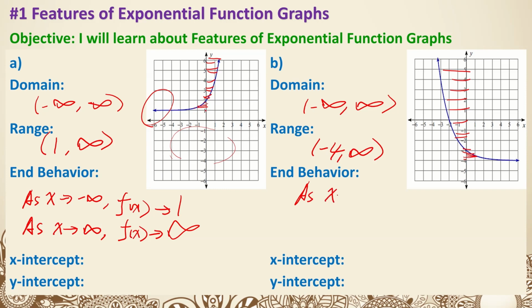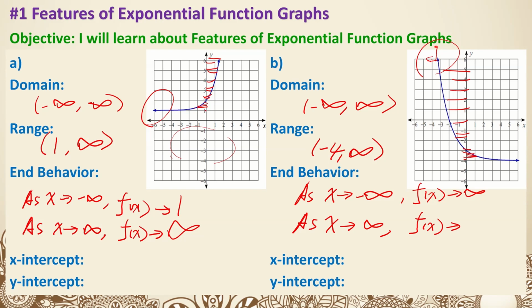For this one, as x approaches negative infinity means looking at the left. That part is going left and up, so it's going up forever to infinity. And as x approaches infinity, f of x approaches, so over here, -4.